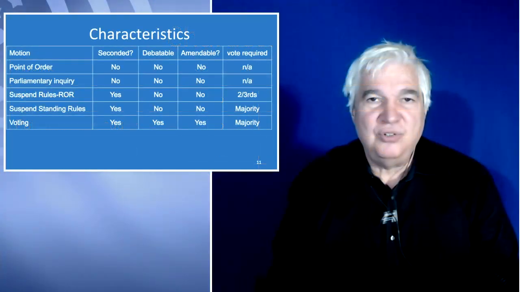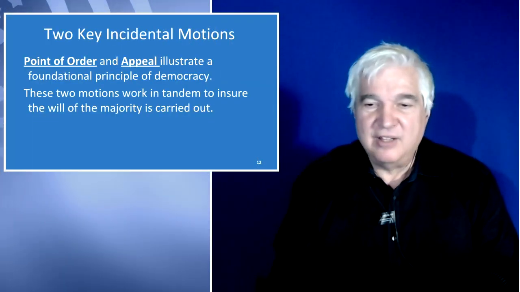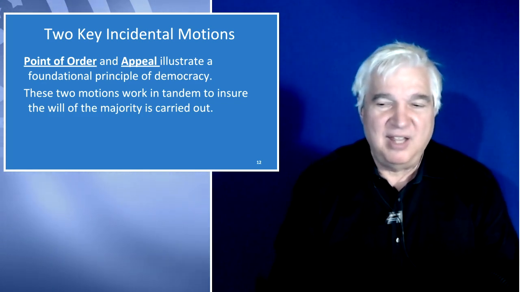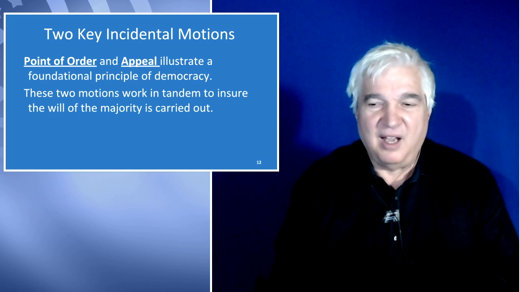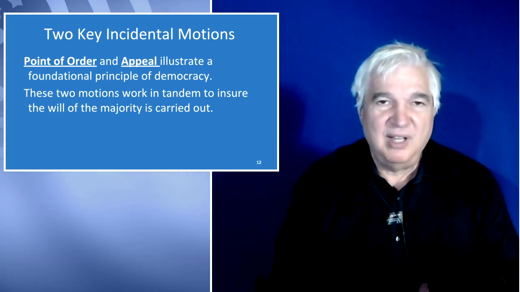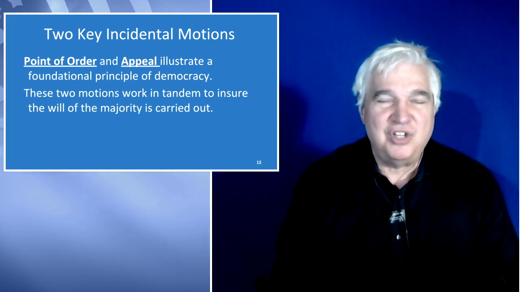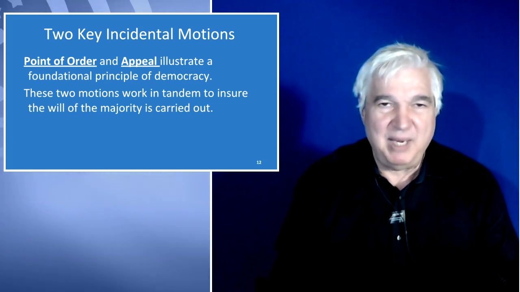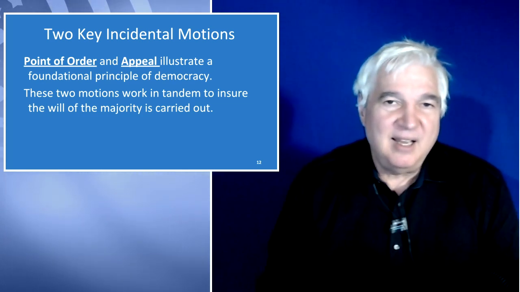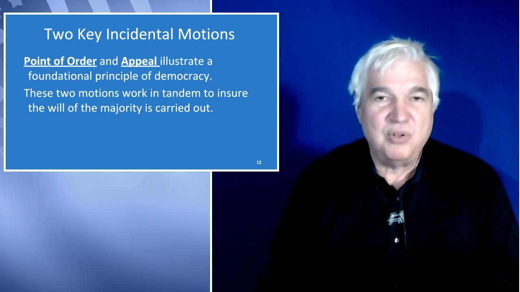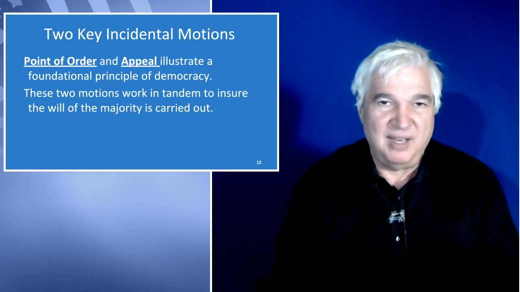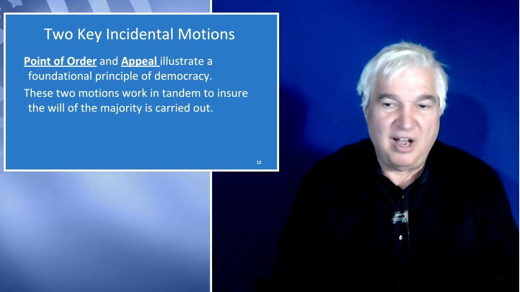So let's go to the first two motions. So these are point of order and appeal. And the reason why I love them is that these two really brought home for me the concept of democracy and the will of the people. And it really illustrates how the chair is just a facilitator of the meeting. The chair is not the lord of the meeting or the mistress of the meeting who's imposing their will on the assembly. It's actually the other way around, unless the majority of the people agree to operate that way.